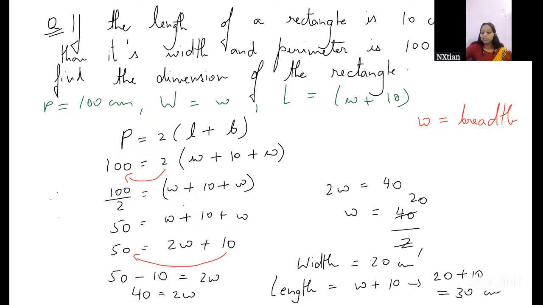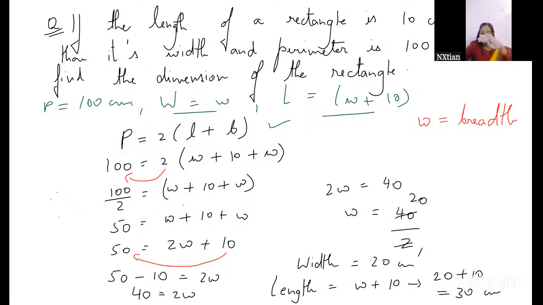Okay. So first I assume that my width to be W, and my length W plus 10. Why? Because the question says it's 10 centimeter more. Then I use my perimeter formula, P equals 2 times length plus breadth. Then in that formula, value of P is 100, so 100 equals 2 times length, which is W plus 10, plus breadth, which is W. So W plus 10 plus W.